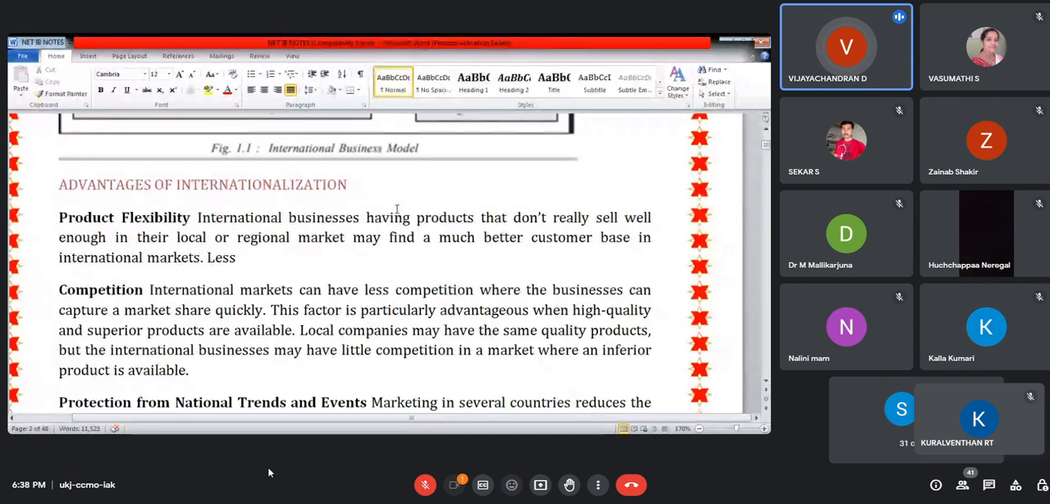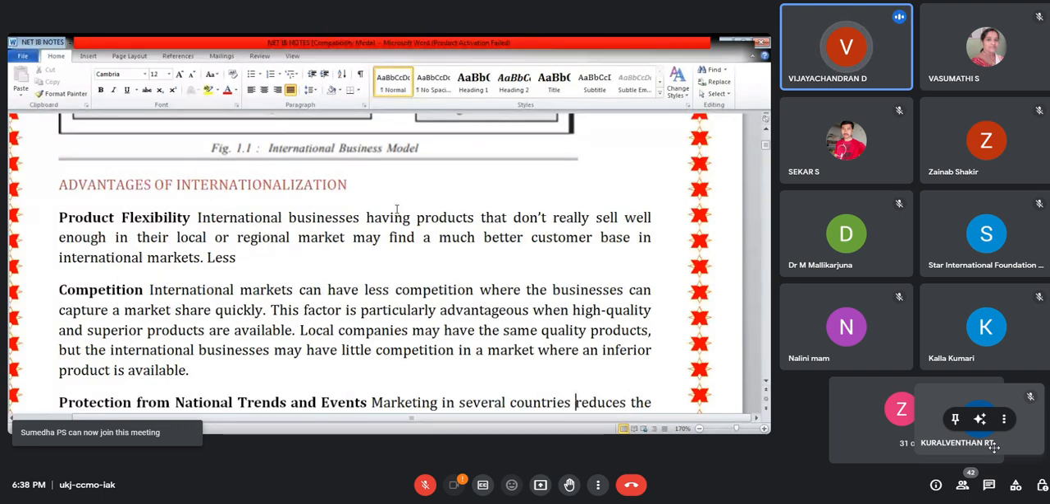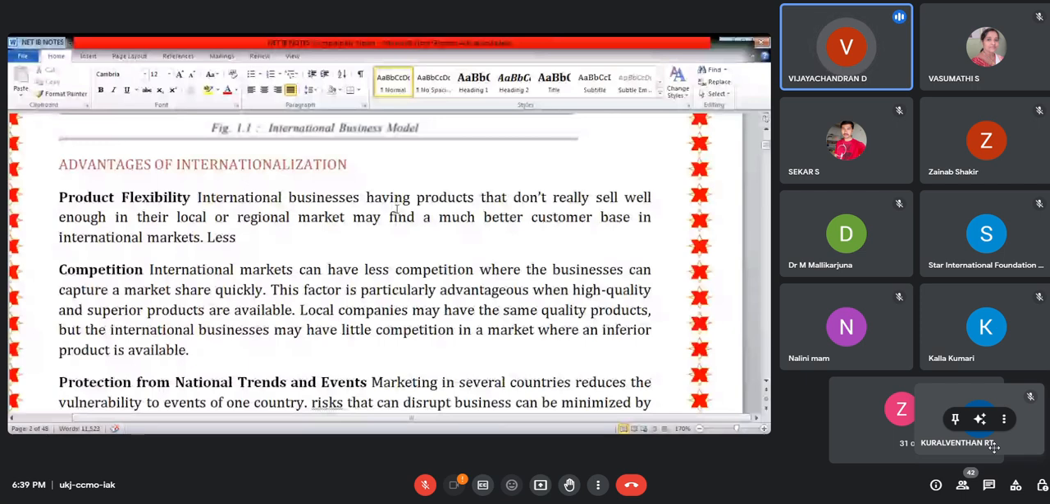So you will have better customers. According to the need of the customer, you can modify the product. I told earlier, for example, the TV. In the earlier stage, we had only limited facilities, limited features, but now we have a variety of products in TVs. That is possible only with the help of international trade. So there will be flexibility.